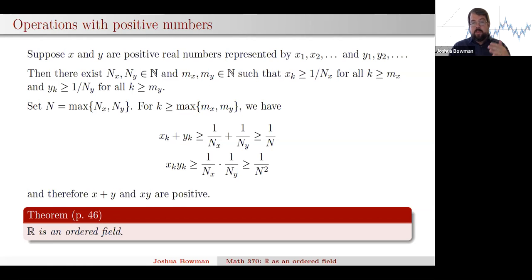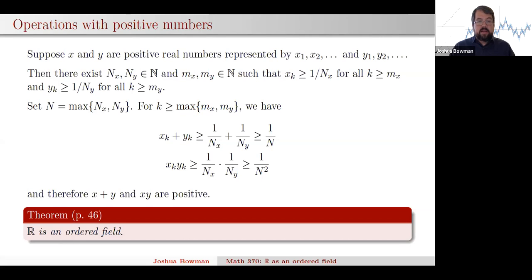so that if you go past m sub x in the x sequence, the terms will be bigger than 1 over n sub x. And if you go past m sub y in the y sequence, the terms will be bigger than 1 over n sub y. Okay, so we have these two lower bounds which will apply far enough out in both the x and the y sequences. All right, we want to show that the sum and the product of x and y are positive.